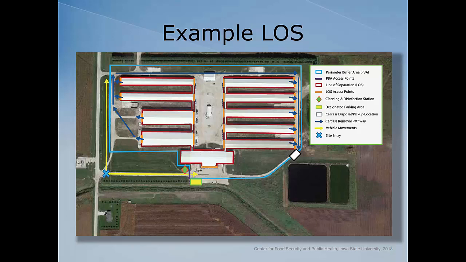If they need to exit a house, they can recross the LOS after following a biosecure entry procedure at an access point for an individual building, as can be seen by the orange lines in the center of the site shown in this image. There are also access points at the opposite end of each building. These are meant to be used for the removal of dead birds, as indicated by the blue arrows labeled Carcass Removal Pathway.